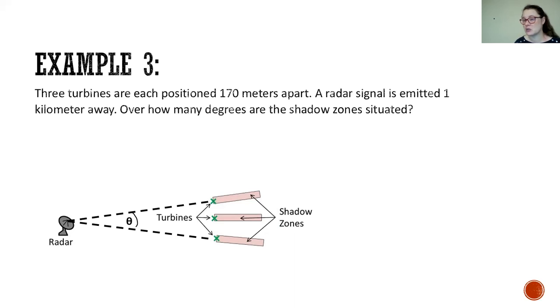So this picture is just a really simple picture, and it gives us a really good question to solve, and just to make us think in a little bit different way. So we've got 3 turbines. They're positioned each 170 meters apart. So put them as close together as possible instead of spread apart. A radar signal is emitted 1 kilometer away. Over how many degrees are the shadow zones situated? What happens is the areas behind these turbines, it screws up the radio frequency or the radar frequency behind them, so you don't always get clear signals.